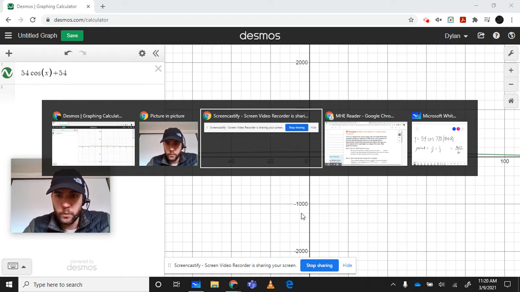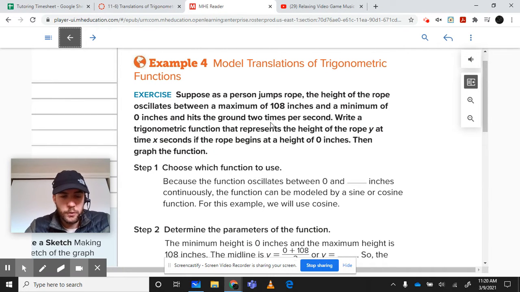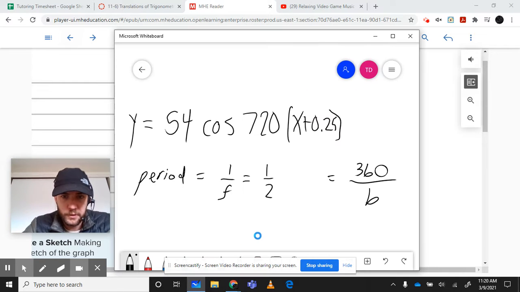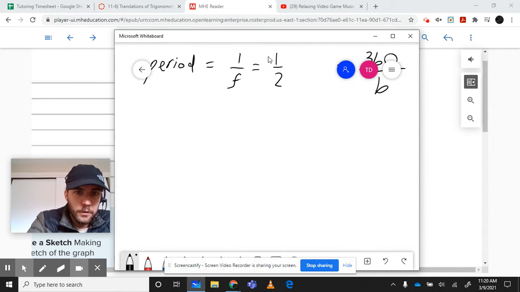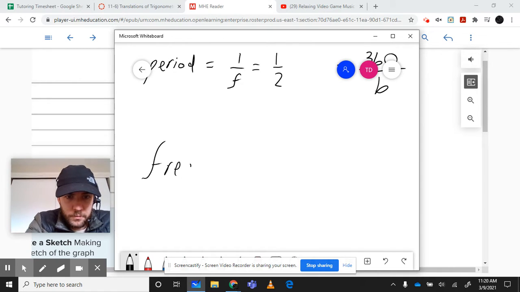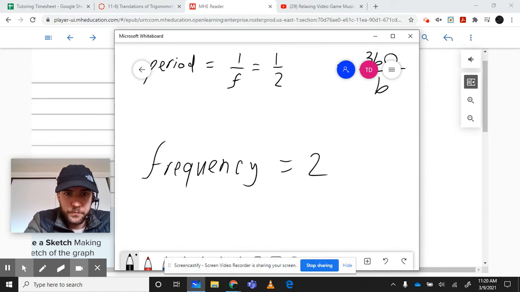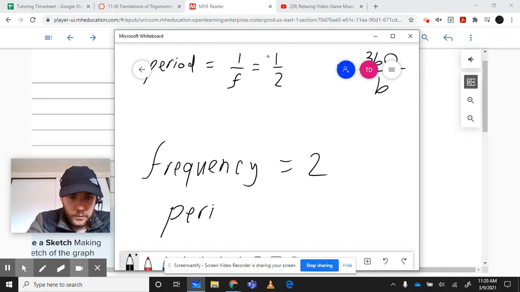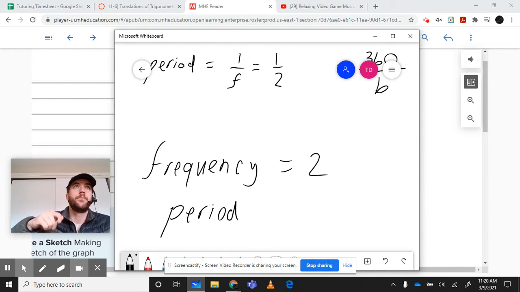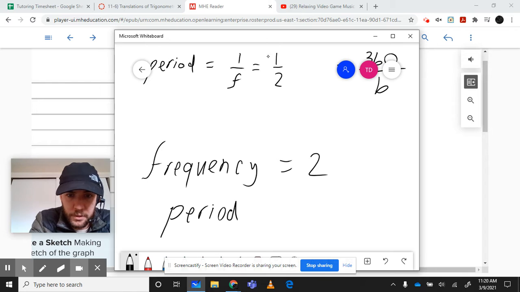So based off of what was stated in there, they want to hit the ground 2 times per second. So we want our frequency to be 2, right? Frequency is 2 times per second. Now our period is always 1 over the frequency. Keeping in mind, if you're going to hit the ground 2 times per second, that means you should be going up and back down, doing a full rotation every half a second, right? So the period, which is going to be 1 over the frequency, is going to be 1 over 2.